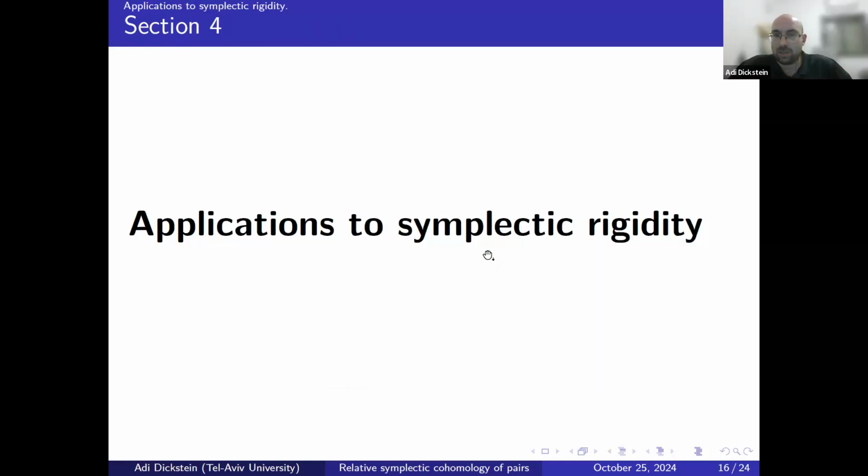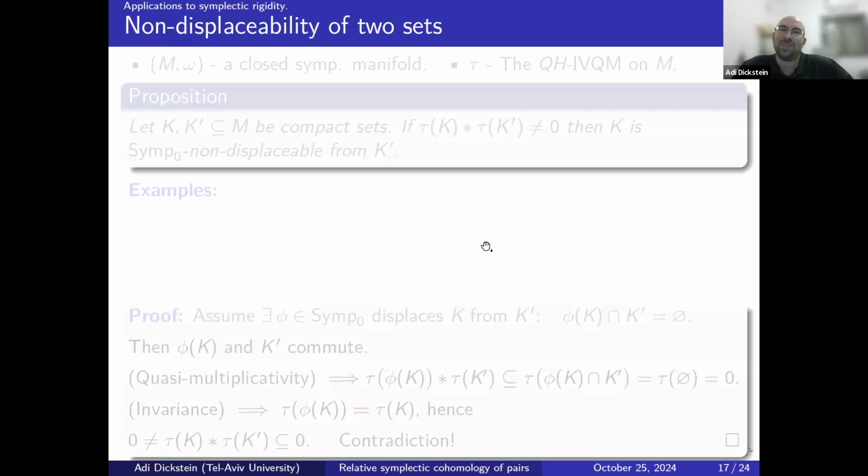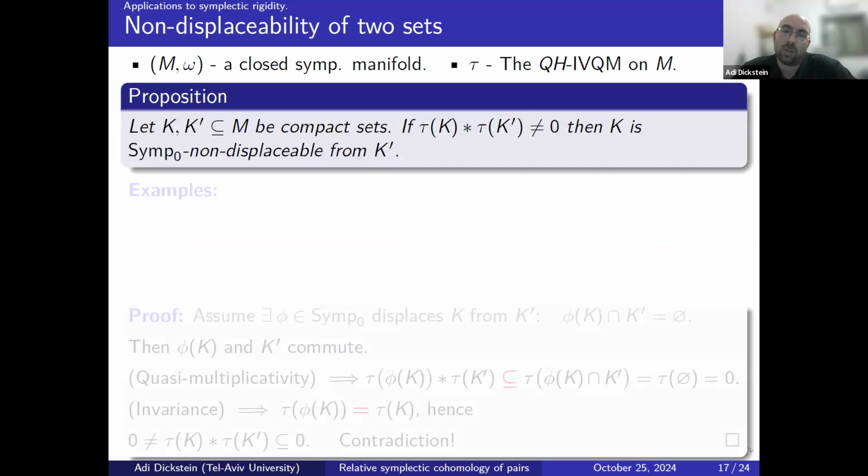And applications to symplectic rigidity. So first, a very important application is non-displaceability of two sets. Given two compact sets, if we prove that the product of their measures is not 0, then we can't displace K from K prime by symp0 elements.